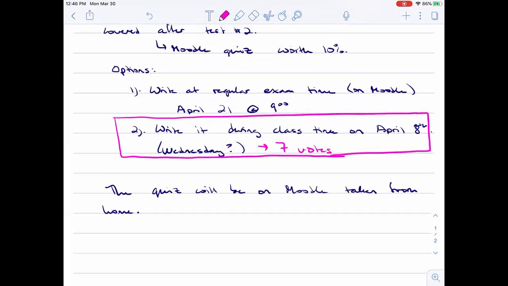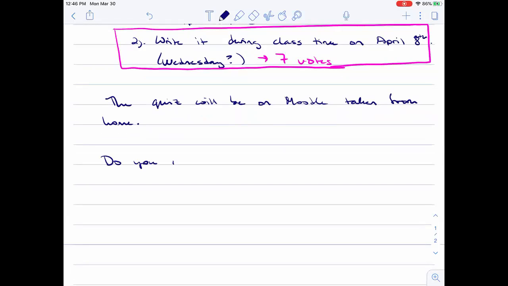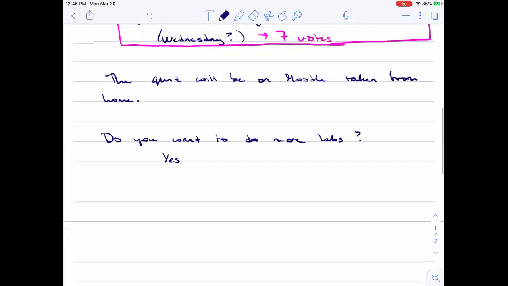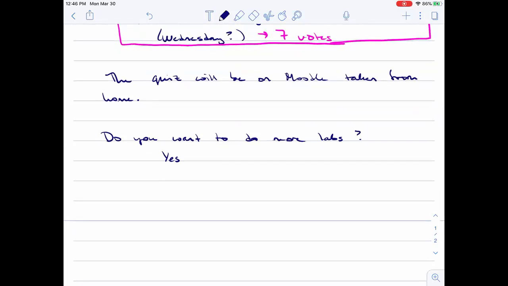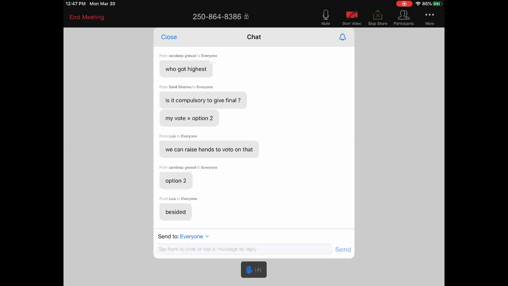Another thing that I wanted your feedback on was, do you want to do more labs, or the one that you handed in, do you want that one to be your last one? So do you want to do more labs? We'll do the same thing. How about if you vote yes for more labs, raise your hand.